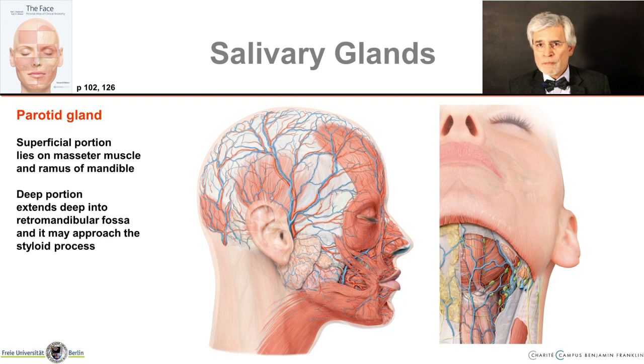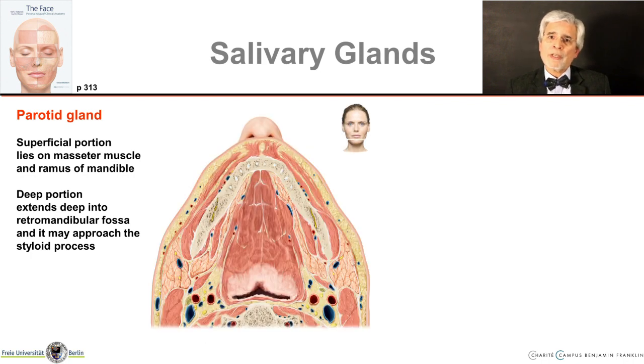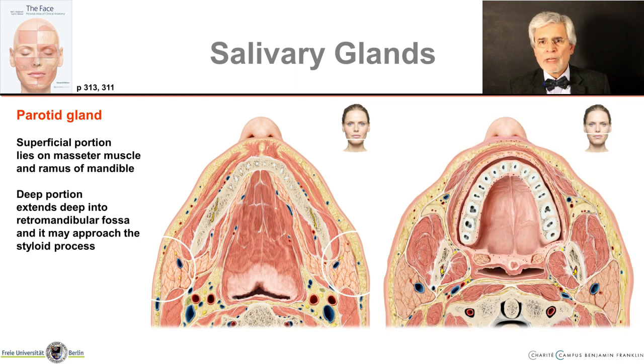And in addition, there is the deep portion, which extends deep into the retromandibular groove, and it may approach the styloid process. You see it here very nicely in the sagittal section, and also here in the horizontal section. It becomes nicely clear how the glandular tissue behind the ramus of the mandible is located. And in the right image, in the more cranial section plane, this can also be seen.